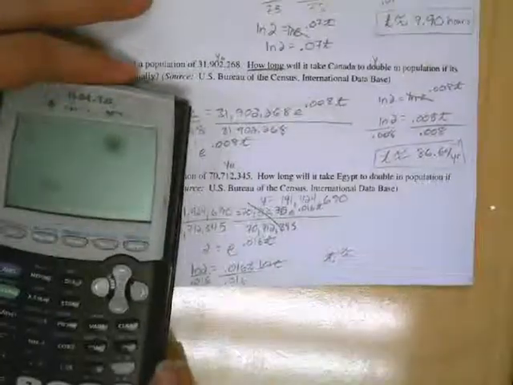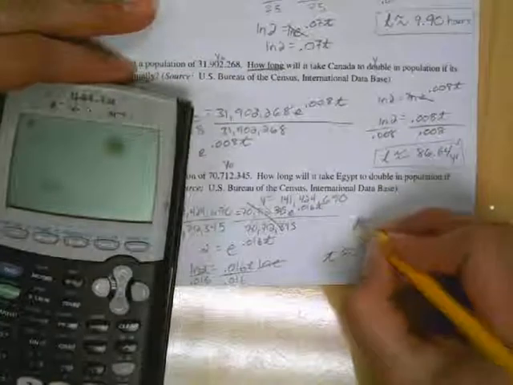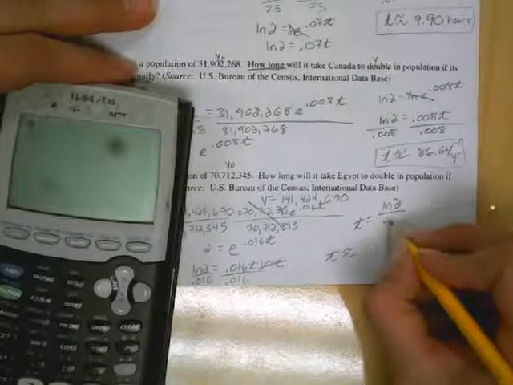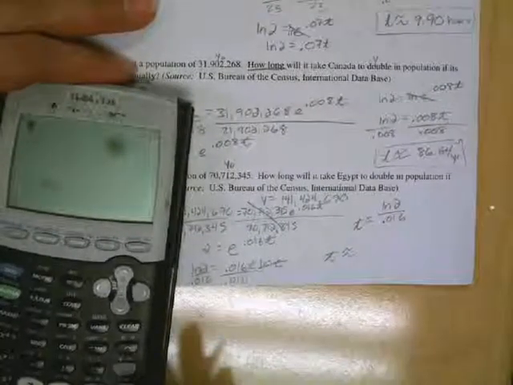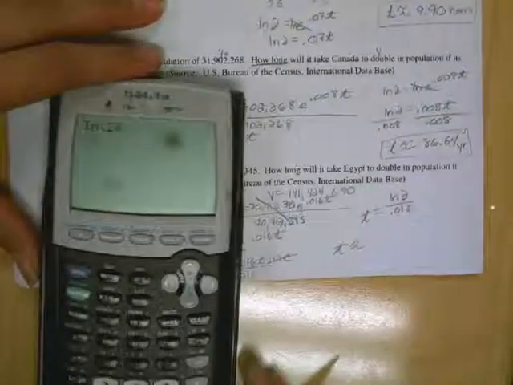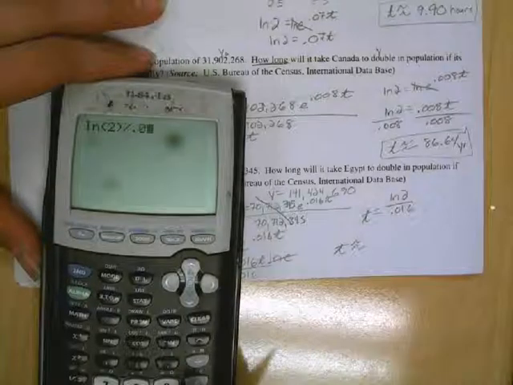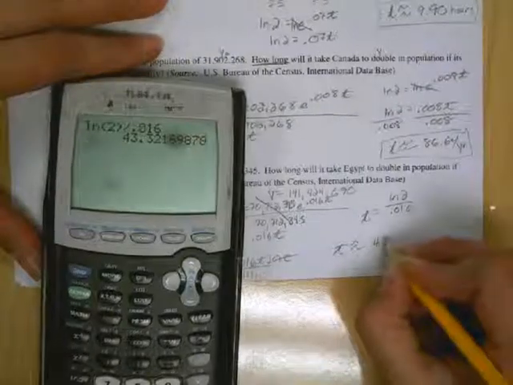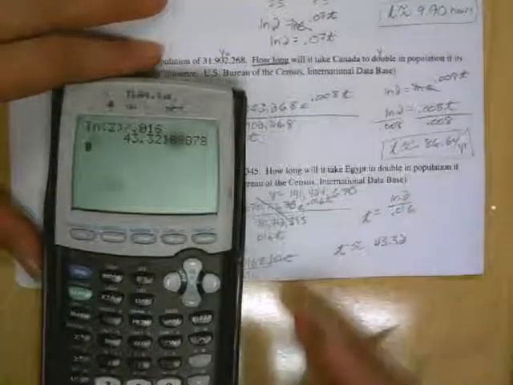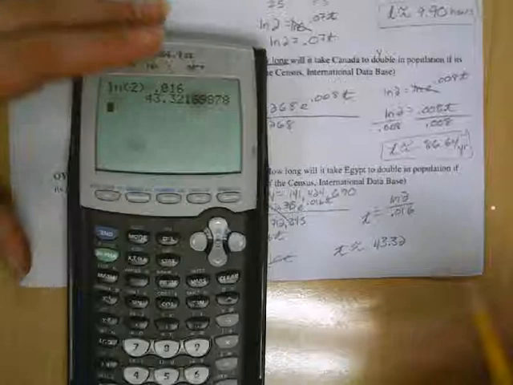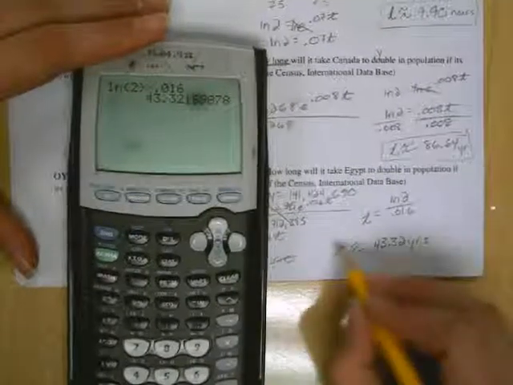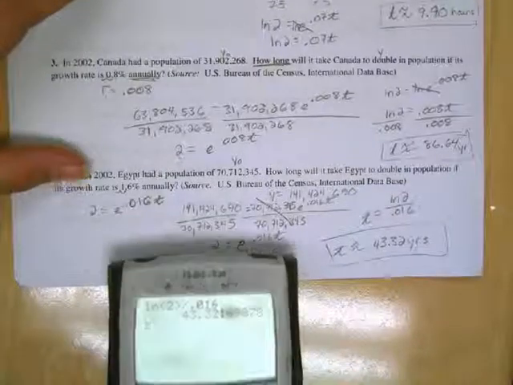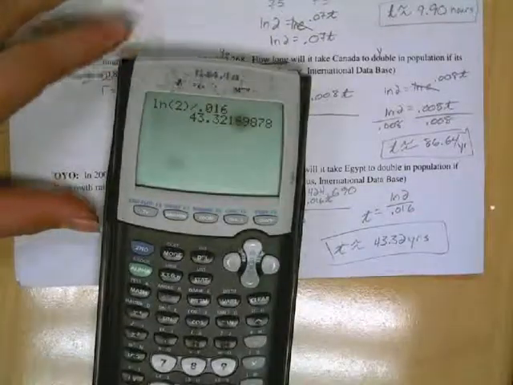Let me give you the exact answer over here, natural log of 2 over 0.016. So the natural log of 2 divided by 0.016 is 43.32, and this was given annually, so that's in years. Okay, so approximately 43.32 years for Egypt's population to double at that rate.